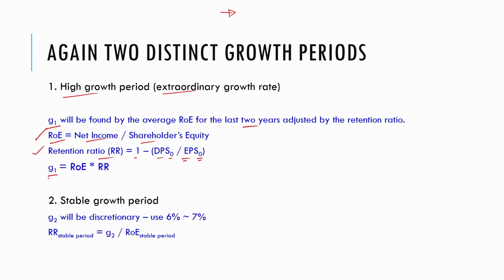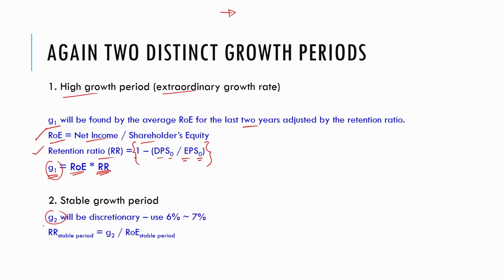And what is G1? G1 is the ROE only, but factored in terms of the retention ratio. This means whatever is retained, not paid as dividend. So whatever is retained is here. This is the factor, and we will factor the ROE in terms of the retention ratio. That will be our G1.